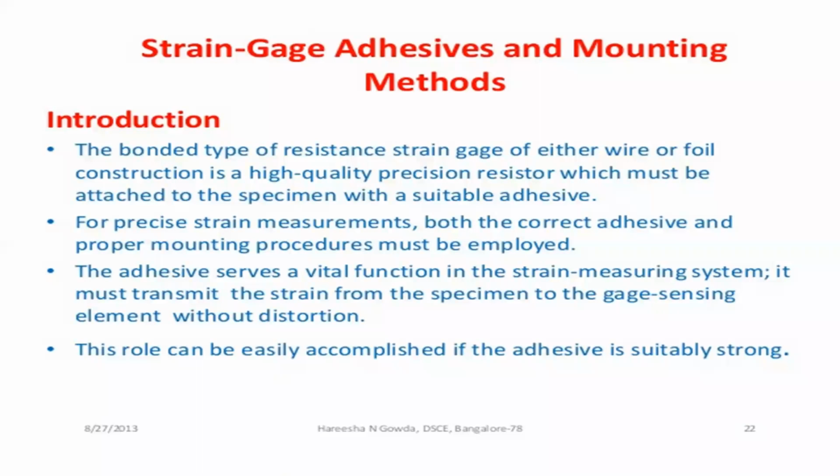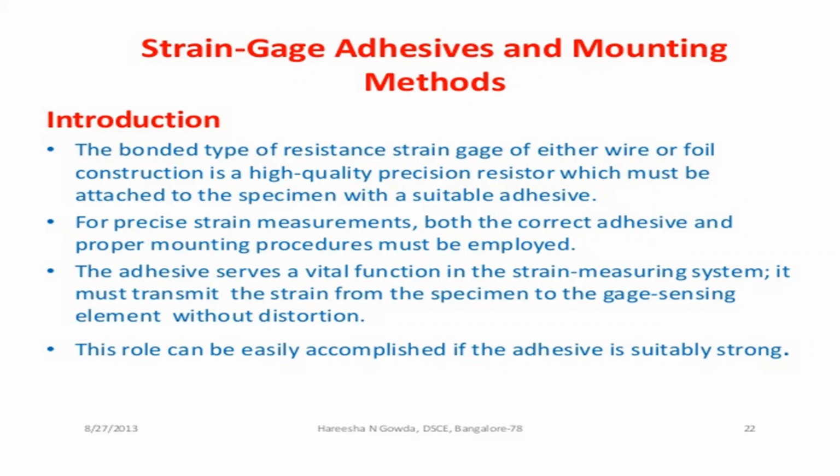Okay, what are the adhesives and mounting methods of strain gauges? So what is the introduction of these strain gauge adhesives and mounting methods? The bonded type of resistance strain gauge of either wire or foil construction is a high quality precision resistor which must be attached to the specimen with a suitable adhesive. So whichever type of resistance strain gauge you are using, it should be bonded, with either wire type or foil type.